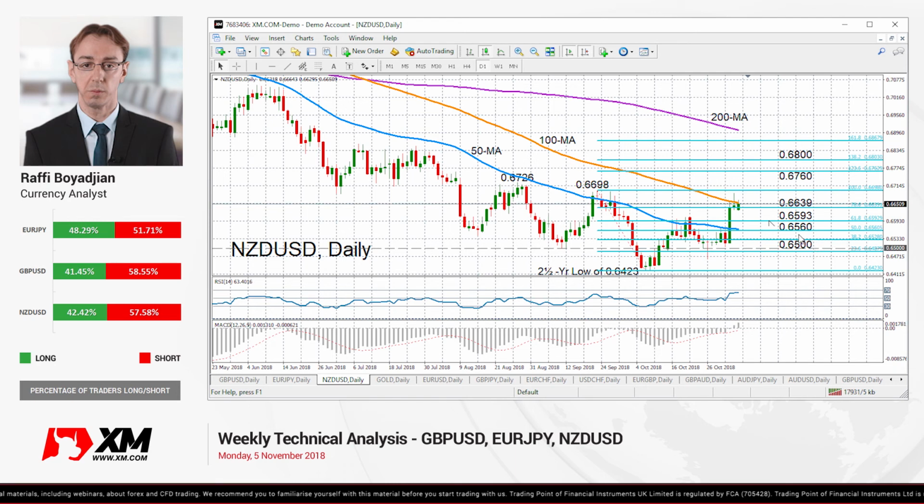A drop below 0.6560 would shift the focus back to the downside, and then we could see the 0.65 level coming back into focus and then below that we have that 2.5 year low of 0.6423 from back in October, and then obviously a drop below that would see Kiwi dollar returning into a bearish outlook in the medium term.